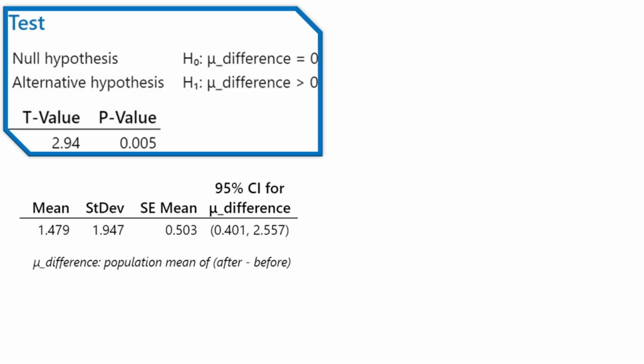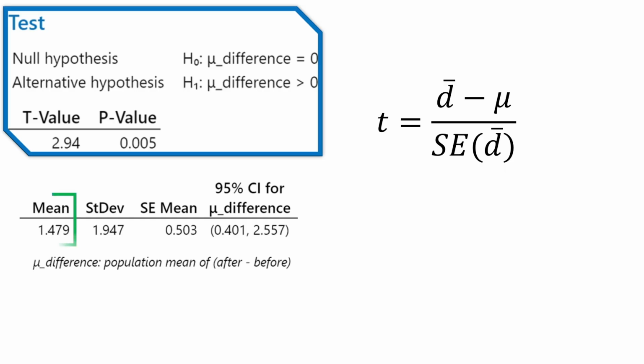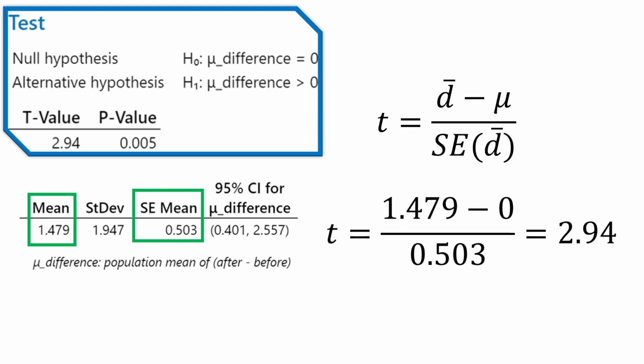So here, continuing with the calculation of the test statistic. Again, for the test statistic, we look at what was observed minus what we would expect to see if the null was true. In this case, that is 0. And we divide by our measure of uncertainty. So we have our mean, we have our standard error. We can just divide that out, and we get 2.94, which is in agreement with the Minitab outputs.